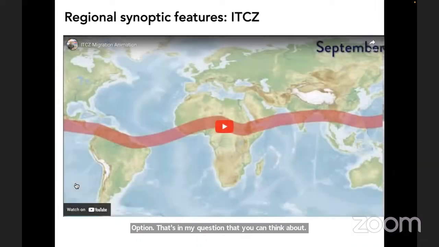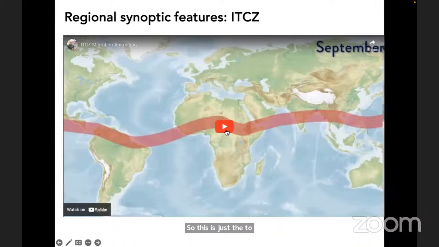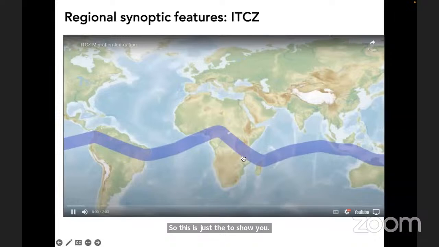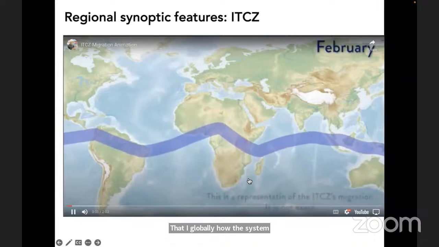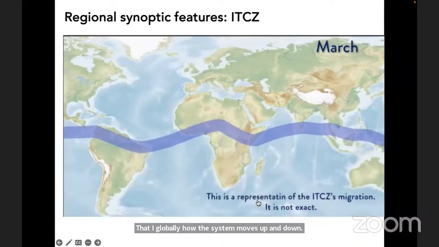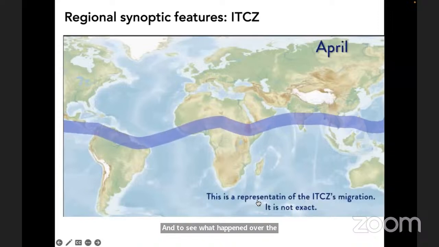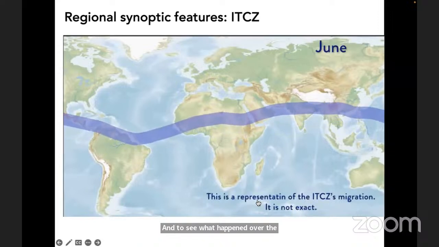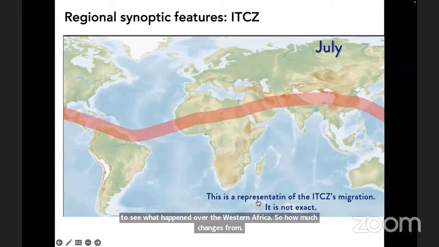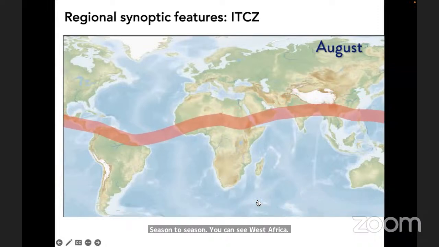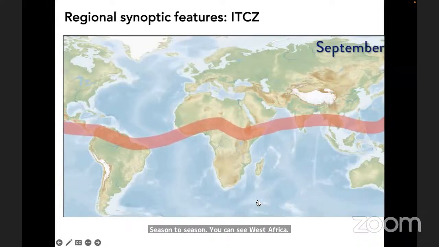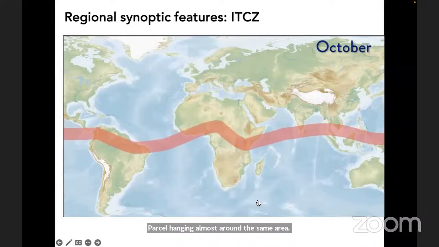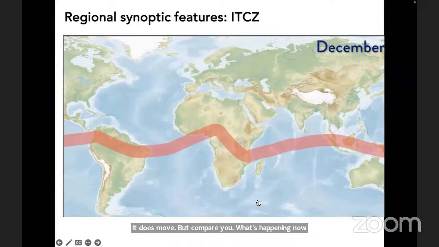So this is just to show you globally how the ITCZ moves up and down, and to see what happens over Western Africa. So how much it changes from season to season. You can see West Africa's part is still hanging almost around the same area. It does move, but you see what's happening now? Compare the other part.